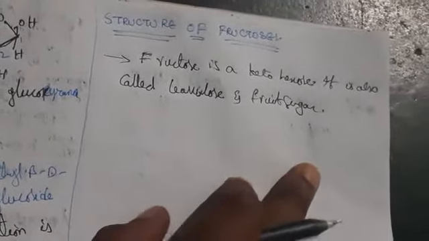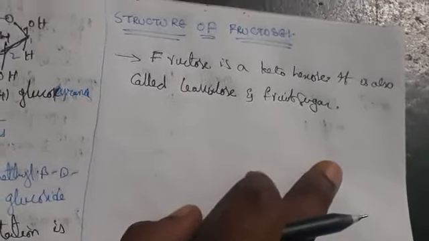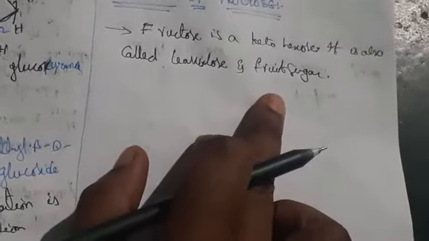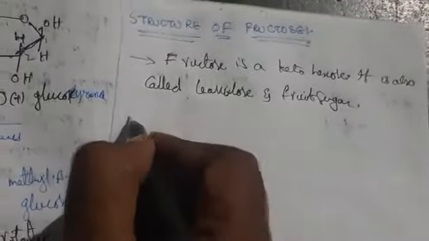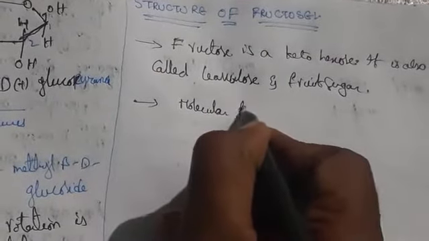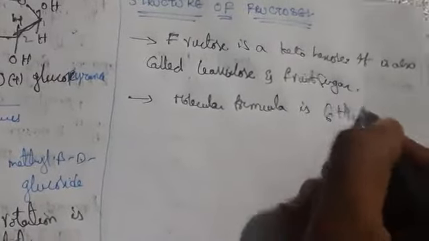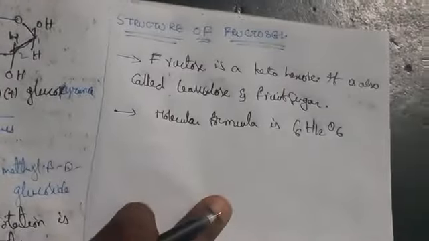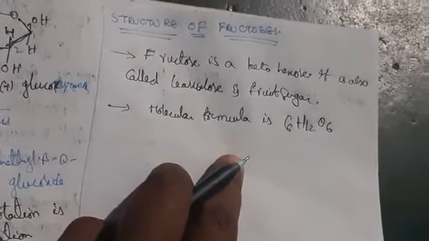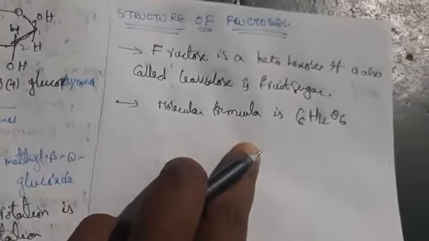So the ketonic functional group is at carbon 2 and it has 6 carbons. It also belongs to the D series and it is a levorotatory compound, meaning it rotates to the left compared to glucose. The molecular formula of fructose is C6H12O6. So what is the difference between glucose and fructose? Glucose has an aldehyde functional group, fructose has a ketone functional group.